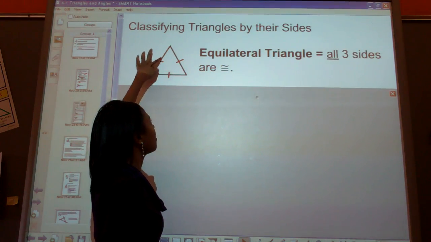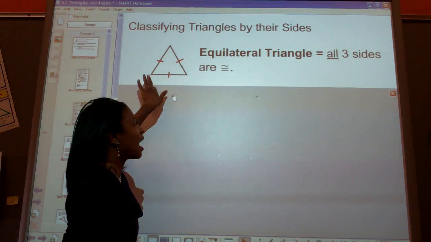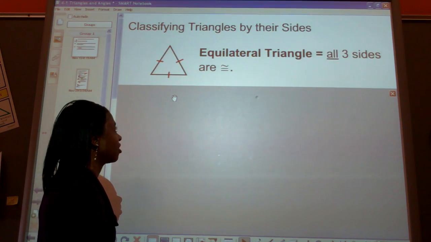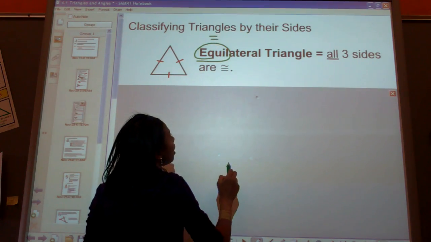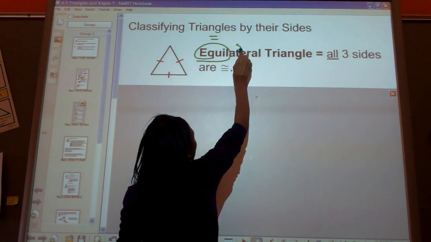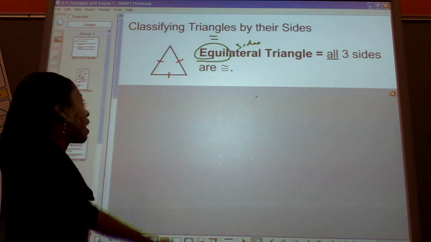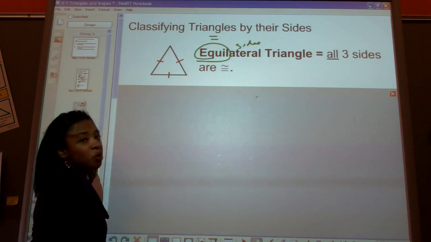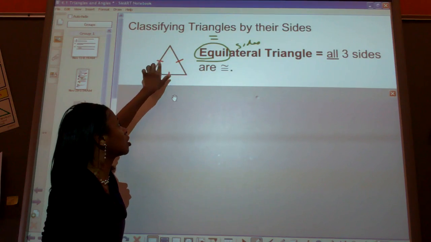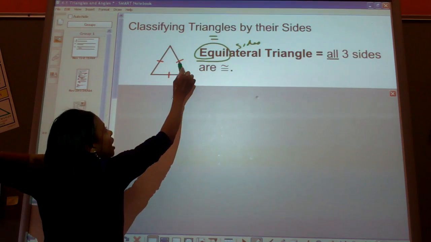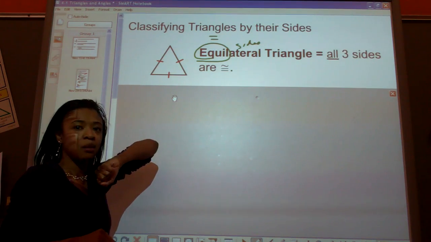Remember, we're classifying by the side lengths. Equilateral triangle means that all three of the sides are the same exact length. Please look at the word equal, as in equilateral, talking about the sides. And all three sides again are congruent. When three sides are congruent, to show congruency, they show the marker. We talked about this before. Because they each have one marker, that means that all three sides are the same length.